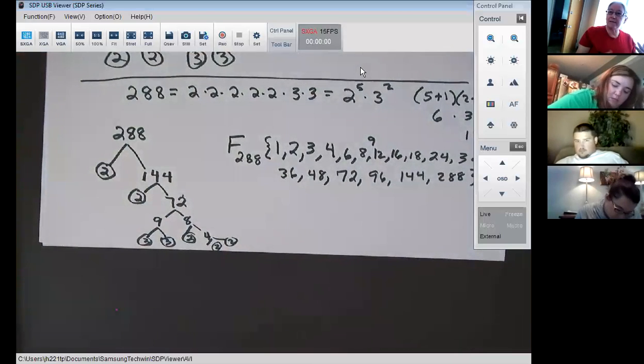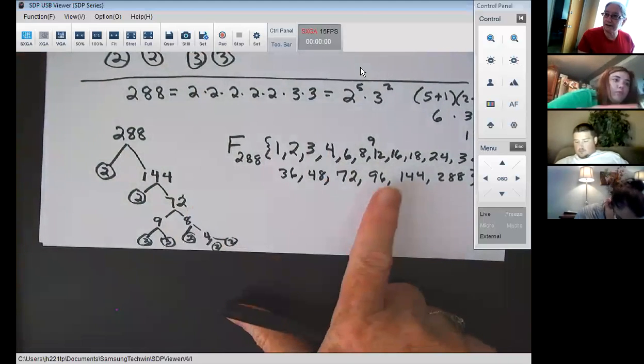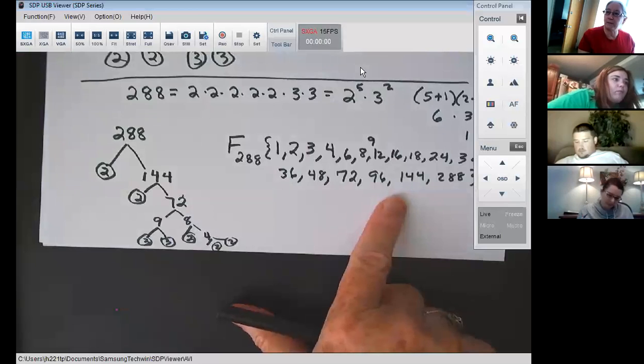So there are some things in MyLabs Plus where they want you to use these prime factors to come up with a long list of possible factors for the number.